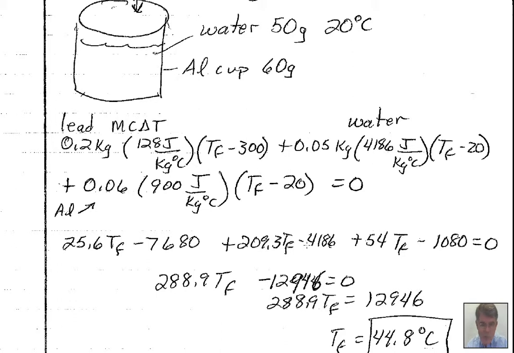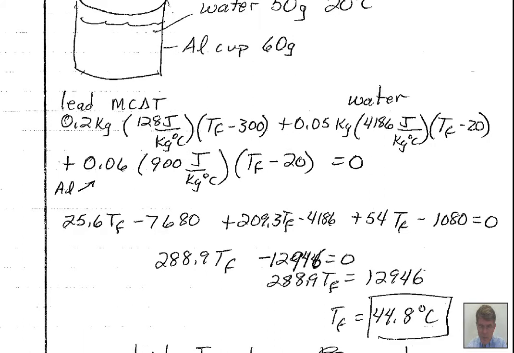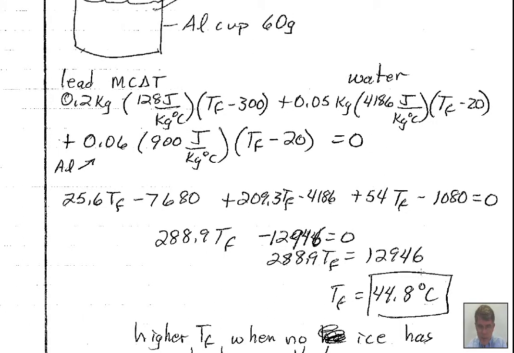I have like terms with the TF, so I add the 25.6, the 209.3, and the 54. Hopefully it's 288.9. You should check this with your calculator. And then I gather together the numbers, minus 7680, minus 4186, minus 1080, and I get minus 12946. Add 12946 to both sides, and we get an expression ready to be divided. We can calculate now the final temperature, 44.8 degrees Celsius.